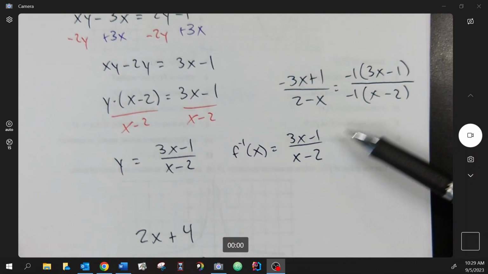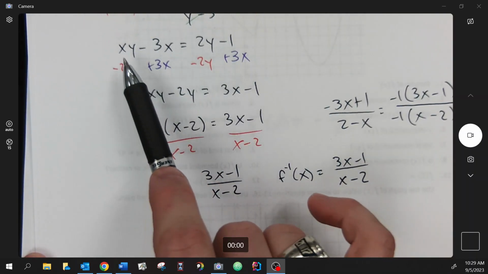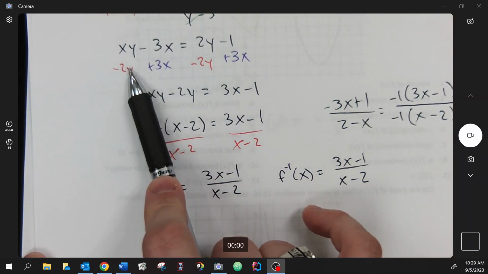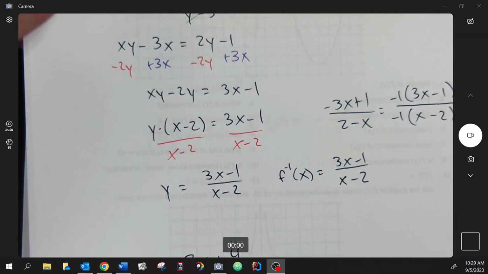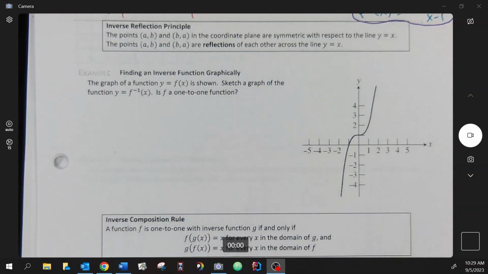Like an inverse operation, this was positive, so I subtracted. It's the same math in an opposite order. Yep. Okay.